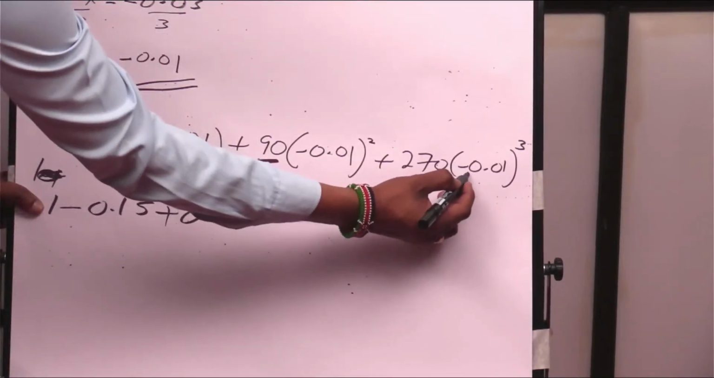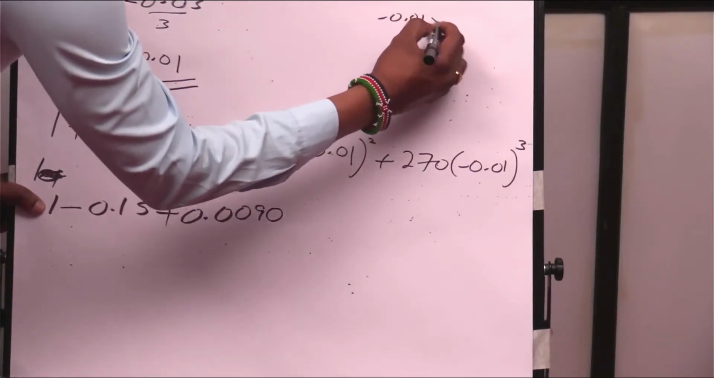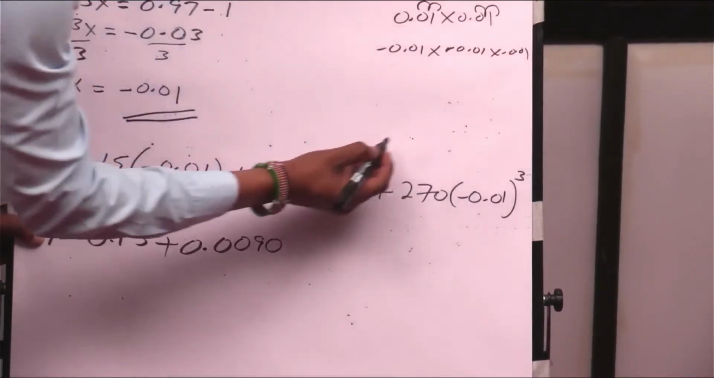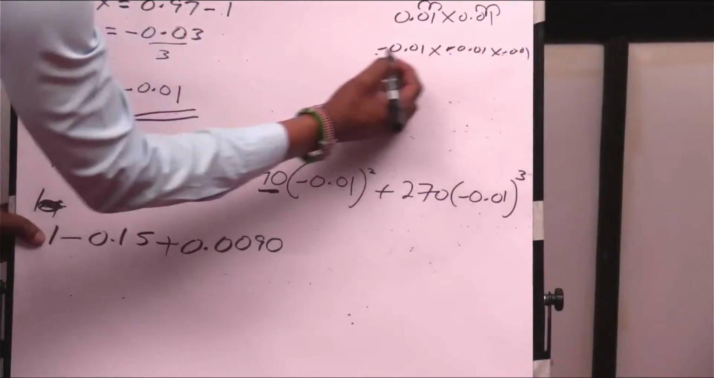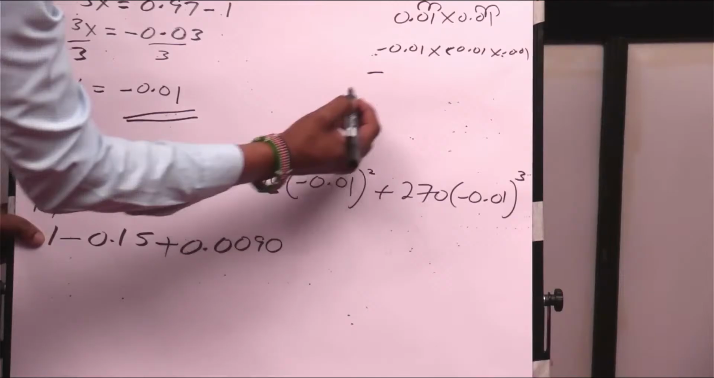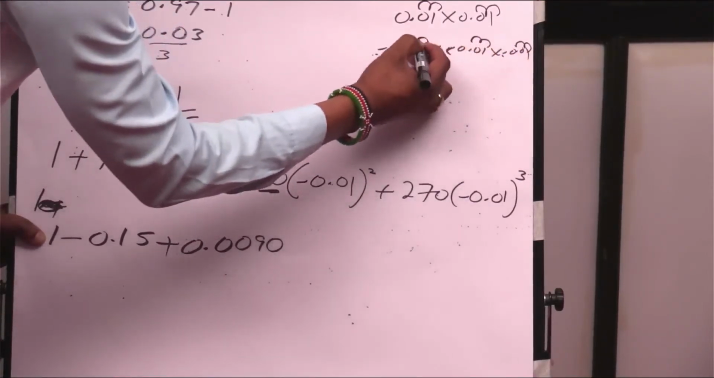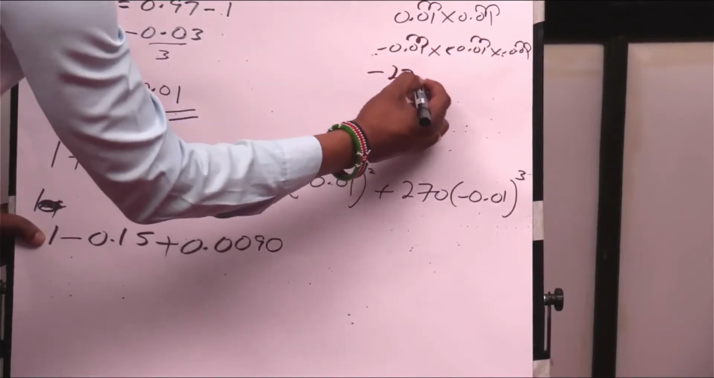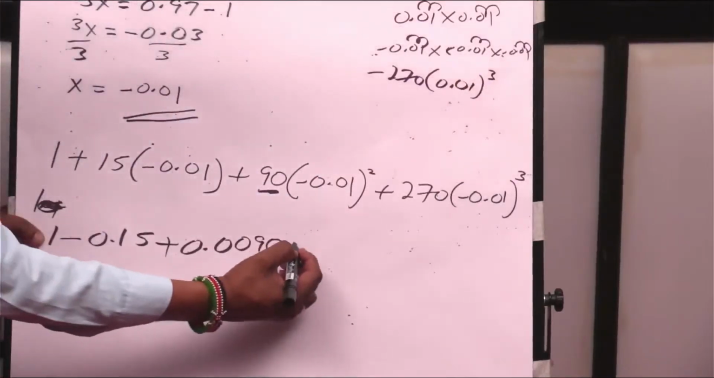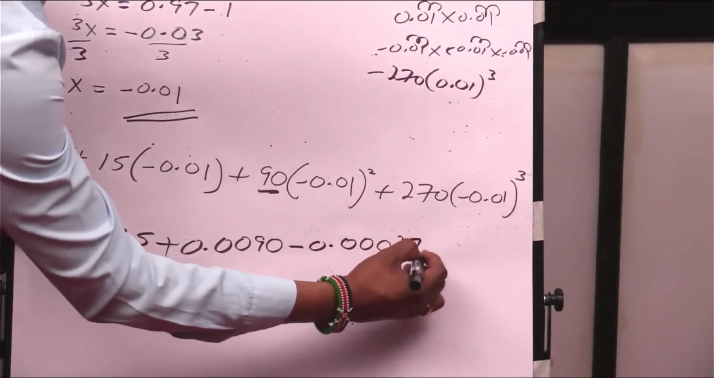Then minus 0.01 cubed becomes minus 0.01 times minus 0.01 times minus 0.01. So minus times minus times minus. Minus times minus is plus. Plus times minus is minus. It becomes 6 decimal places: 1, 2, 3, 4, 5, 6. So it becomes 270 times 0.01 cubed, which becomes minus 0.000270.